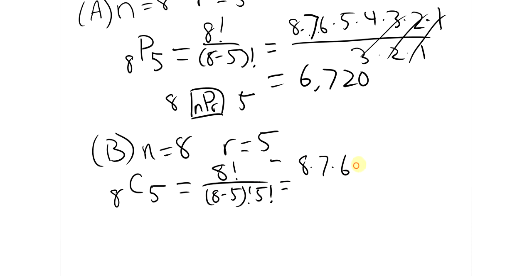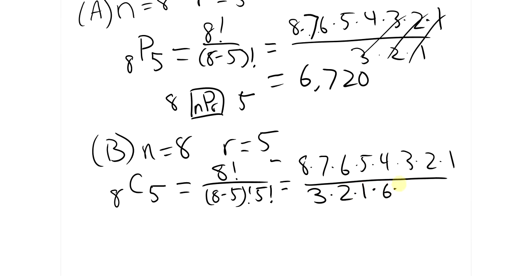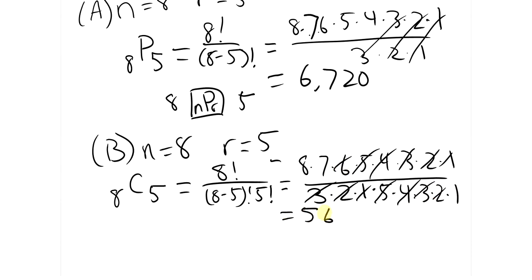So we'll have 8 times 7 times 6 times 5 times 4 times 3 times 2 times 1 over 3 times 2 times 1 times, sorry, that's 3 factorial, and then 5 factorial, 5 times 4 times 3 times 2 times 1. Again, the 3, 2, 1 will cancel out. We'll be left with this over this. You can cancel out the 5 and the 4. So we're left with 8 times 7 times 6 divided by 3 times 2 times 1. So really just 8 times 7, which is 56. Noticeably smaller than the permutation.